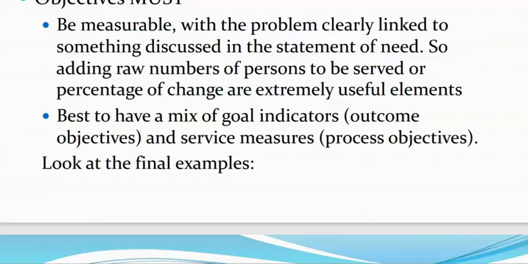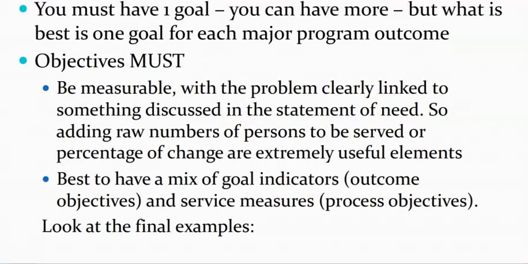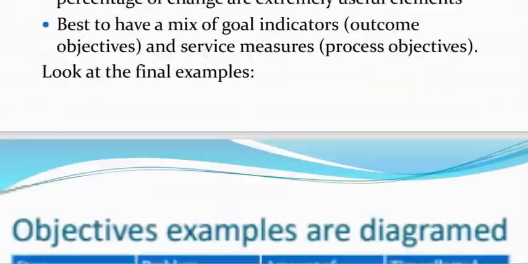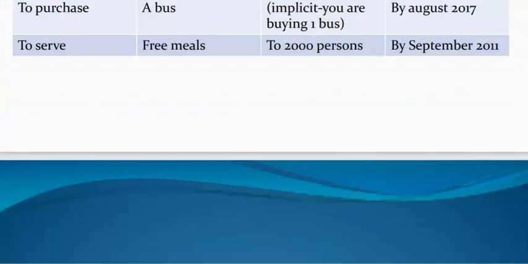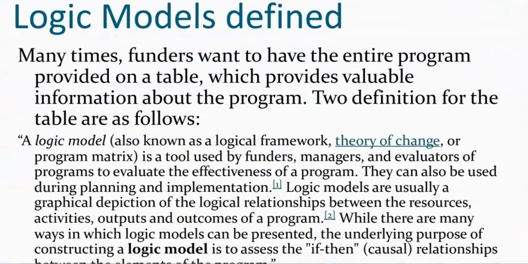So again, let's go back up. You have to have at least one or more goals. The objectives must be measurable with the problem clearly linked to something discussed in the statement of need. It's good to have a mix of both outcome and process objectives. And the next slides are several examples. Now let's talk about the logic models.